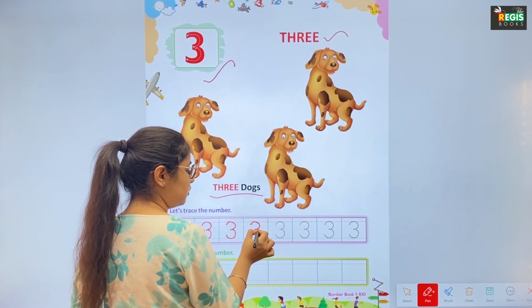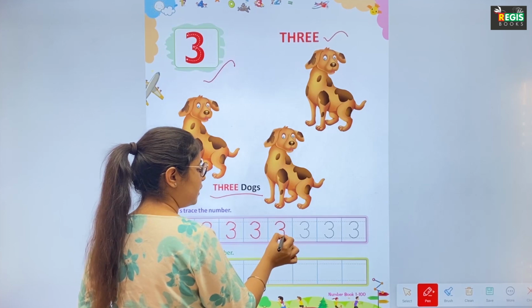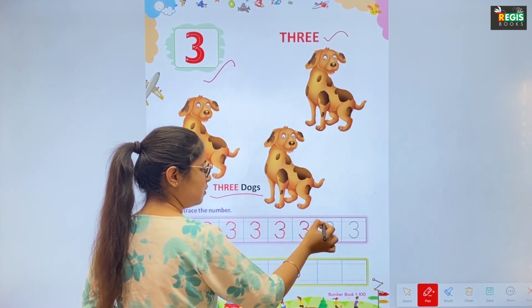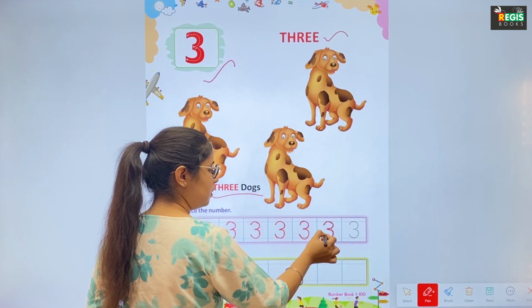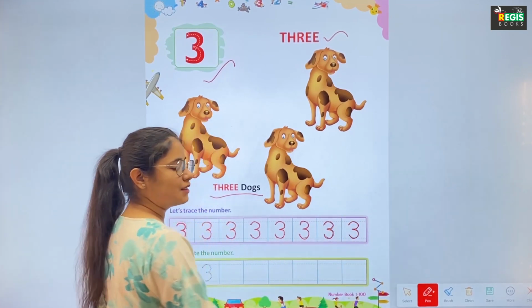This is number 3. Trace the dots smoothly like this. 3. This is number 3 and this is how we write 3.